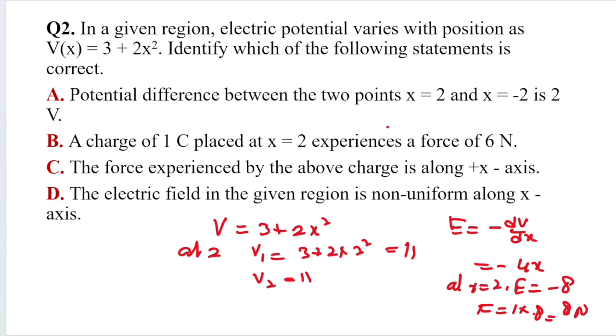Force experienced by the above charge is along the positive x-axis. No, because E is negative. Electric field is negative, so it is along the negative x-axis. Electric field in the given region is non-uniform along the x-axis. So this option is correct because the electric field varies with distance by the formula E equal to minus 4x. So the correct option is D.